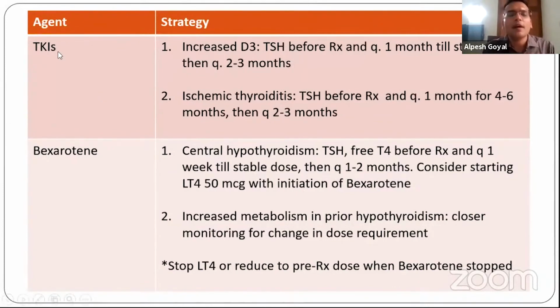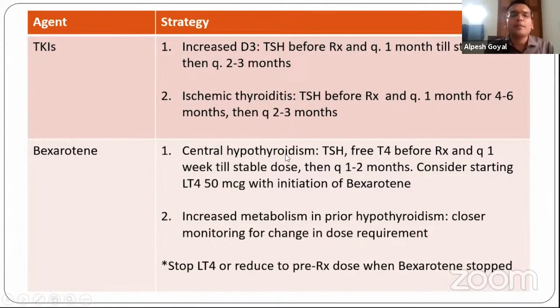So if you have tyrosine kinase inhibitors and a patient who is athyroidic, you should monitor TSH before the onset of treatment and then every 1 month till you get a stable dose. And then you can do routine monitoring at 2 to 3 month intervals. Similarly, in patients who are euthyroid but at risk for developing ischemic thyroiditis, check TSH before treatment and then every 1 month for the next 4 to 6 months, and then every 2 to 3 months.